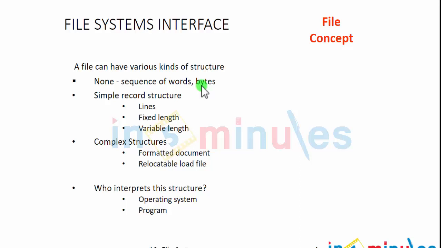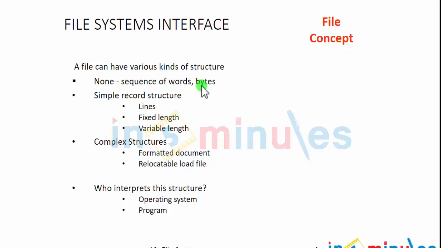Another, more complex structure would be a formatted document or relocatable load files. Basically the difference is simple. A formatted document is nothing but your Word or PowerPoint file, which requires very specific software for reading and showing. Relocatable load files are basically clipboard formats which can be copied, cut, and pasted to various contents.